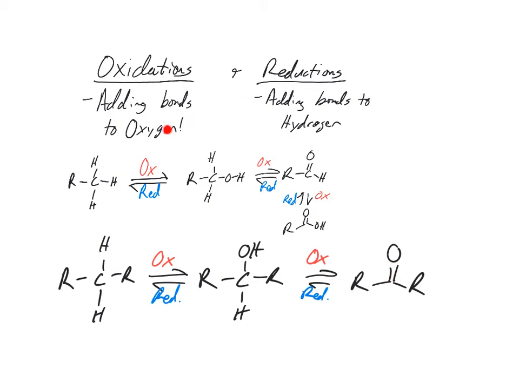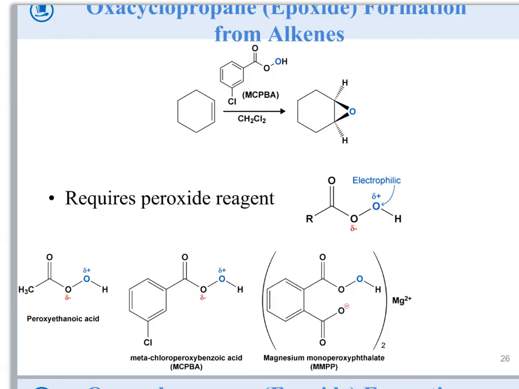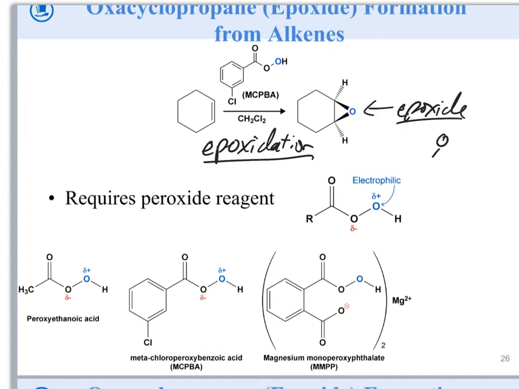So with oxidations, we'll be learning how to take some of these and do oxidations. With reductions, we'll be learning how to take some pi bonds and turn those into alkanes. So the first reaction we're going to learn is actually an oxidation. It's called an epoxidation because it forms an epoxide, which is a 3-membered ring with oxygen. That's an epoxide. So it just creates an epoxide.